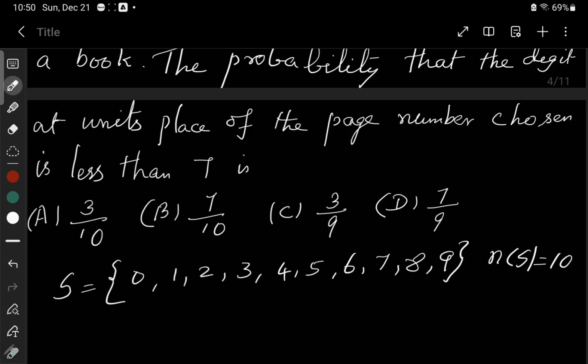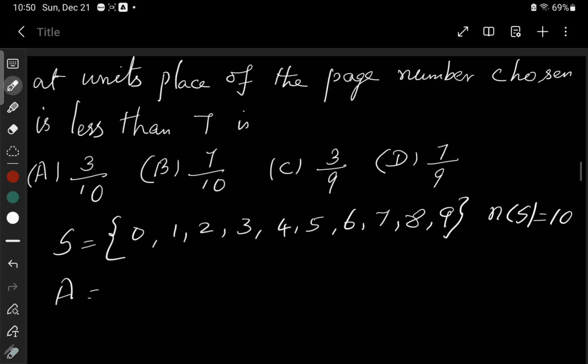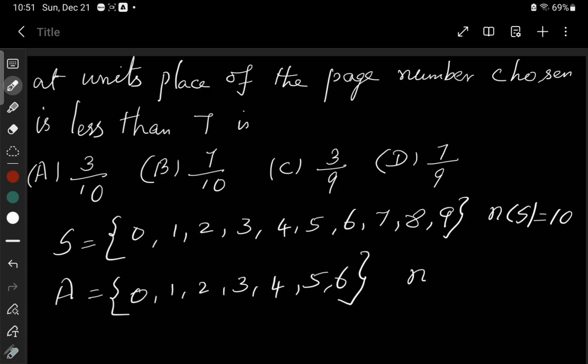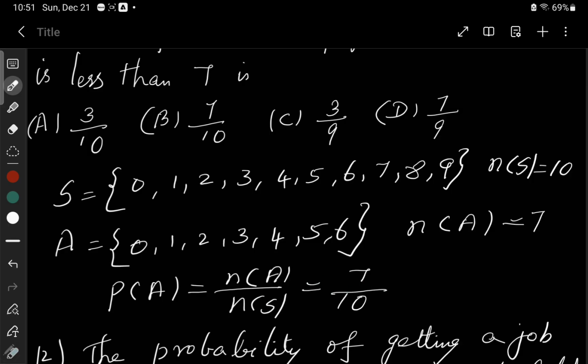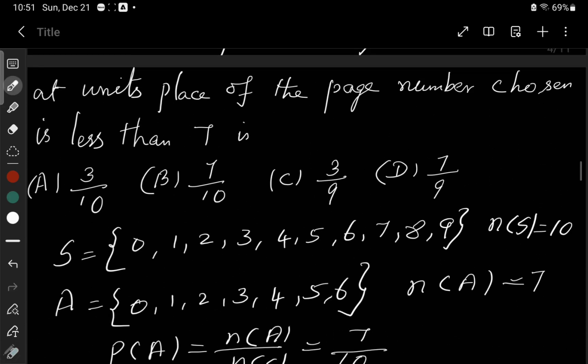But here I have to choose the number that is less than 7. Less than 7 means from 0 to 6: 0, 1, 2, 3, 4, 5, 6. That's all, less than 7. So N of A is equal to, how many numbers here? 7. So P of A is equal to N of A by N of S, 7 by 10, option B.